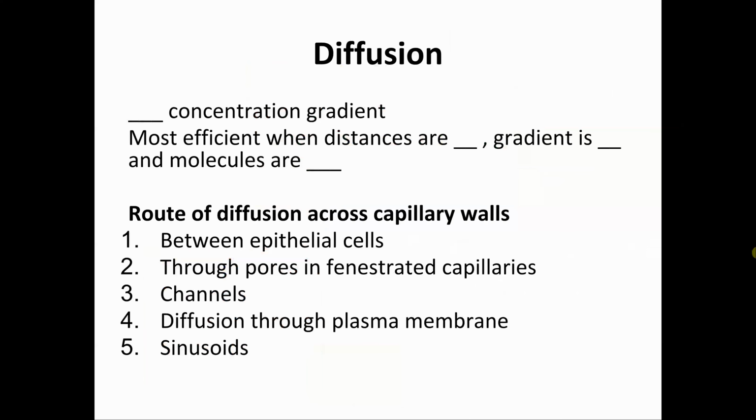Okay, so there's a few places where diffusion can happen: between the cells or through the pores of the fenestrated capillaries, channels within the cells, diffusion through the plasma membrane, or gaps in the cells and most sinusoids. If you don't remember what those fenestrated capillaries or those sinusoids are, go back to the beginning.